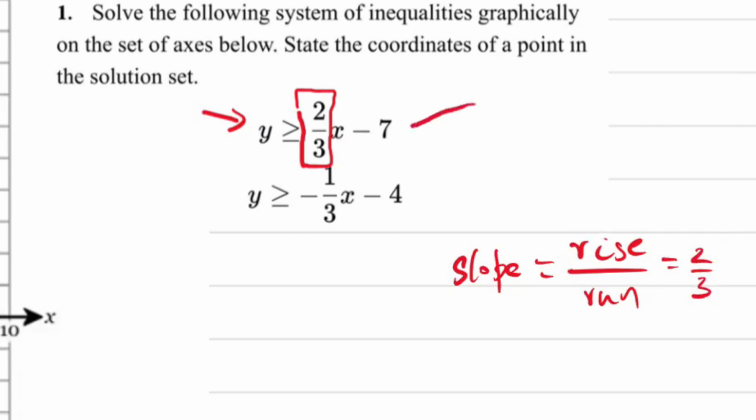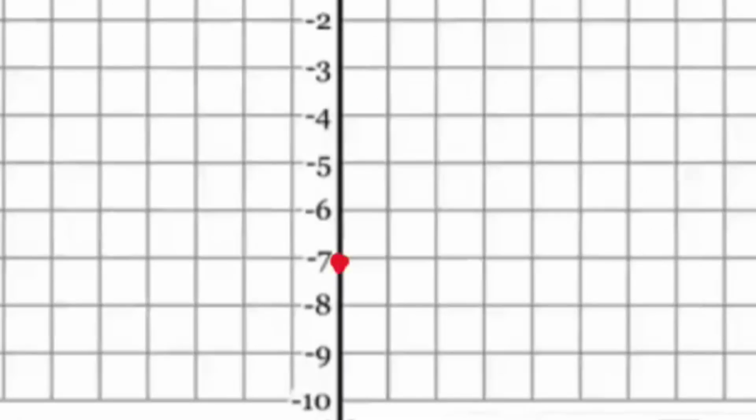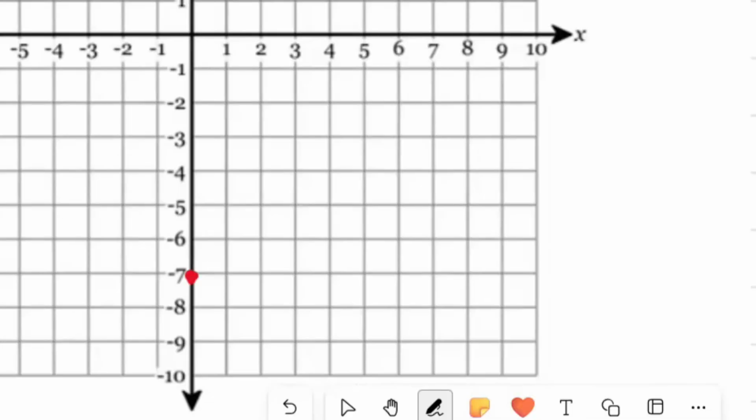Also, we have a very important detail here. That's -7. -7 is my B value, which is my y-intercept, right? So it crosses my y-axis at -7. What I want to do is highlight my y-intercept right here. So this is my y-intercept at -7. From -7, I'm going to rise 2 and run 3. Take a look. I'm going to rise 1, 2, and then run 1, 2, 3. This is my second point.